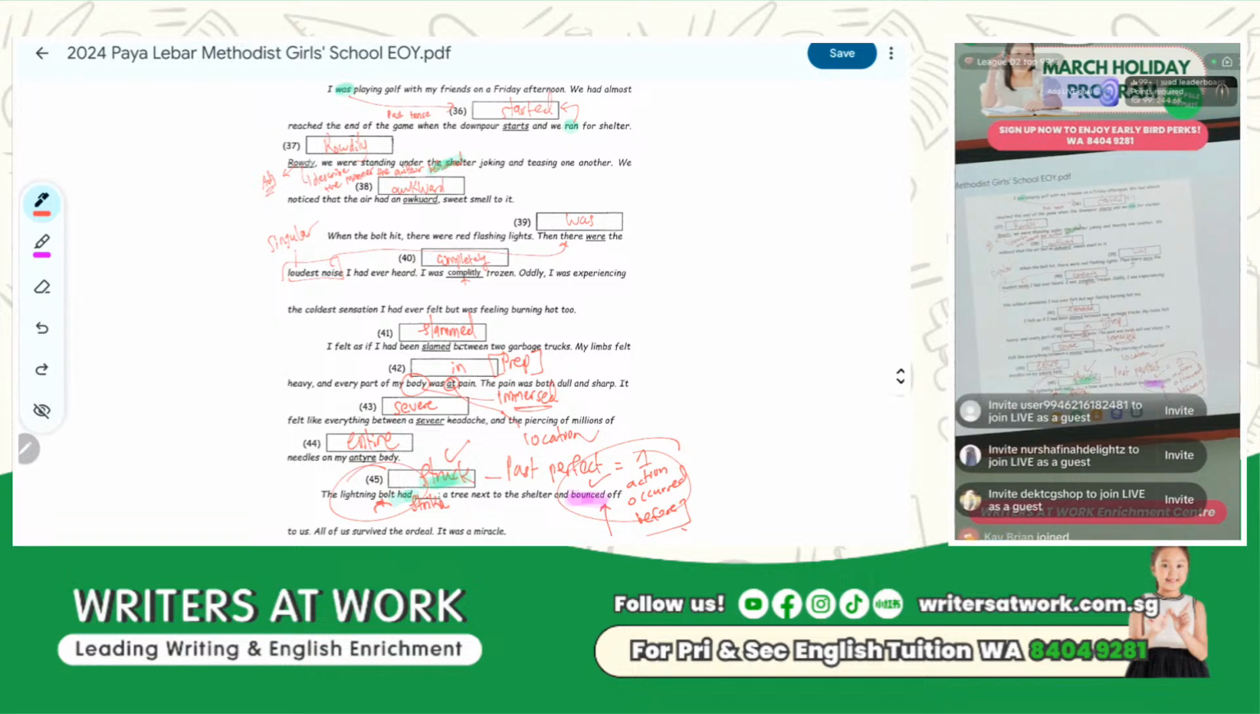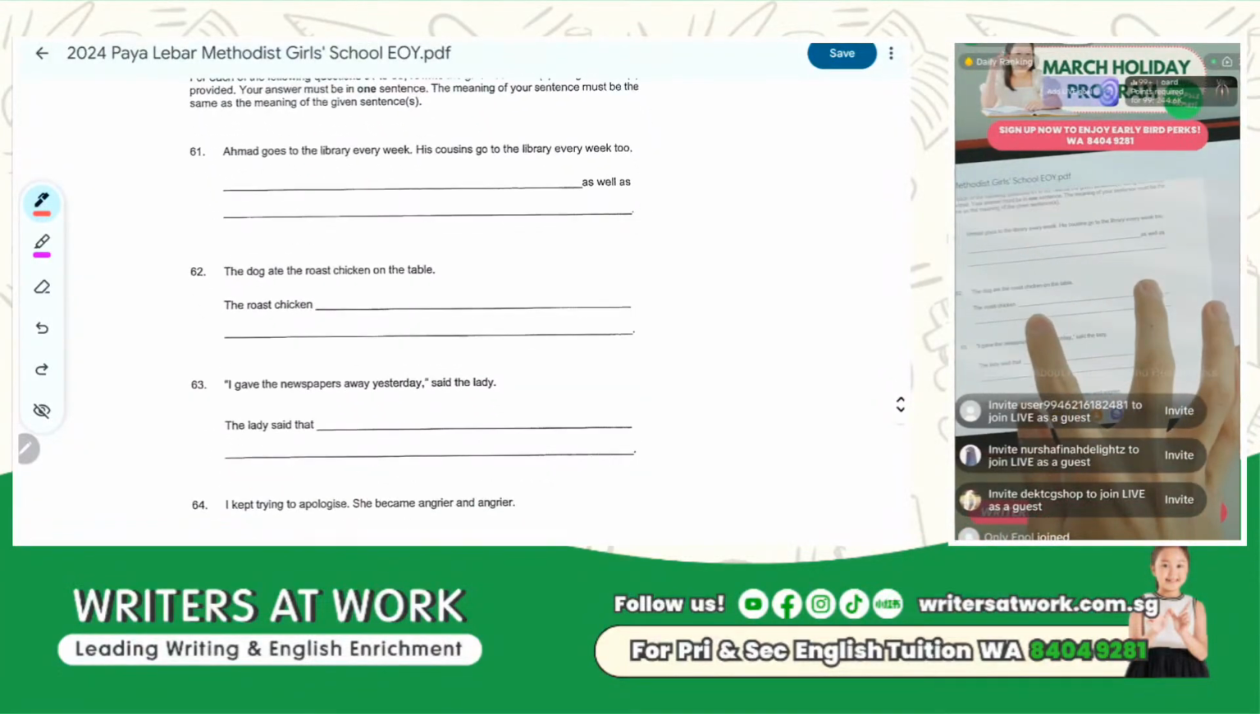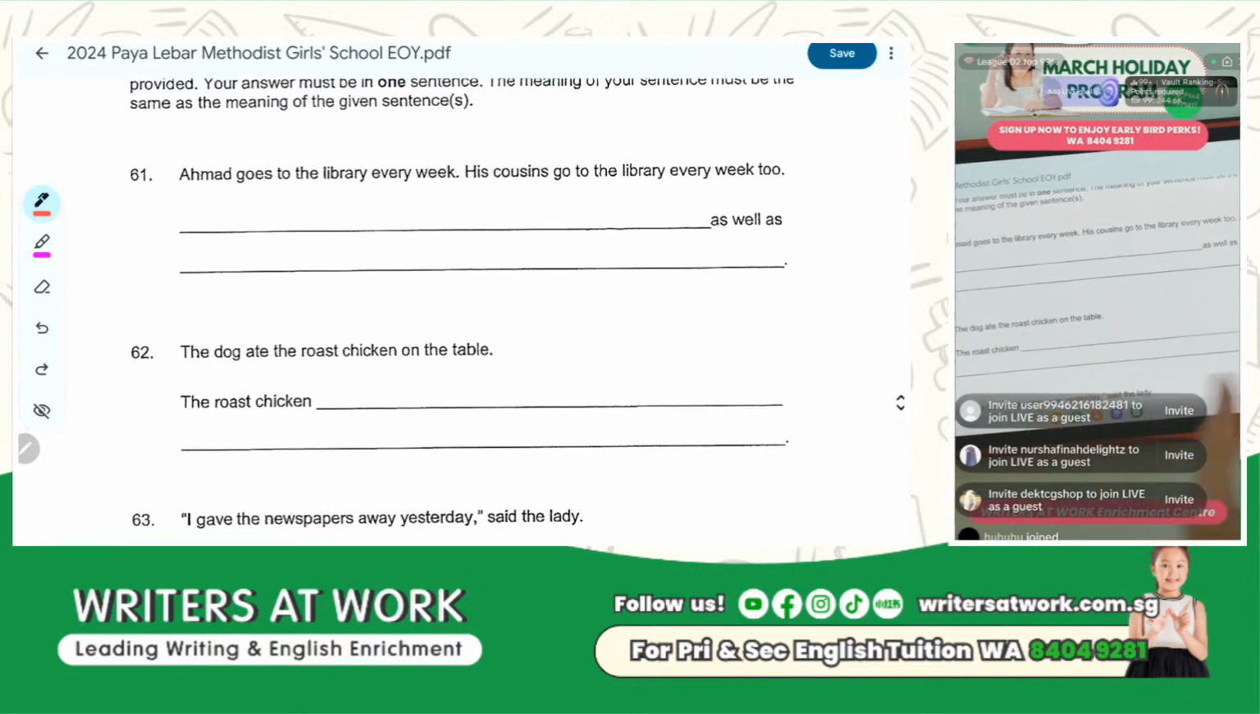Okay, yeah, no further questions. Let's take a look at our synthesis and transformation first. Don't worry, for our comprehension cloze, we will run through them quickly in the next round, the next TikTok session at 4:45. But for now, let's focus on synthesis and transformation first.